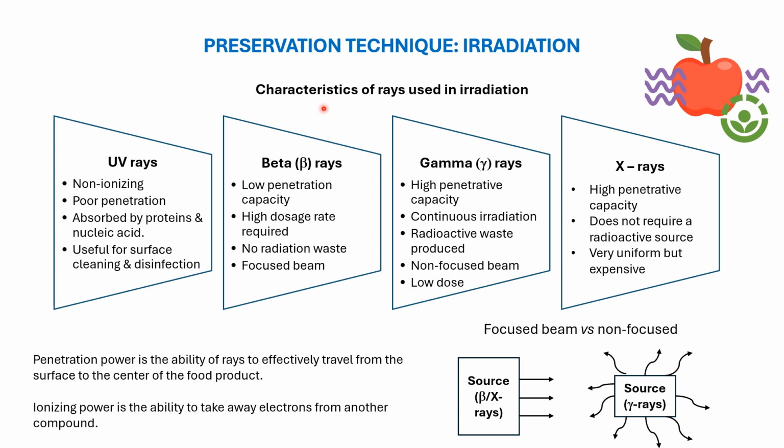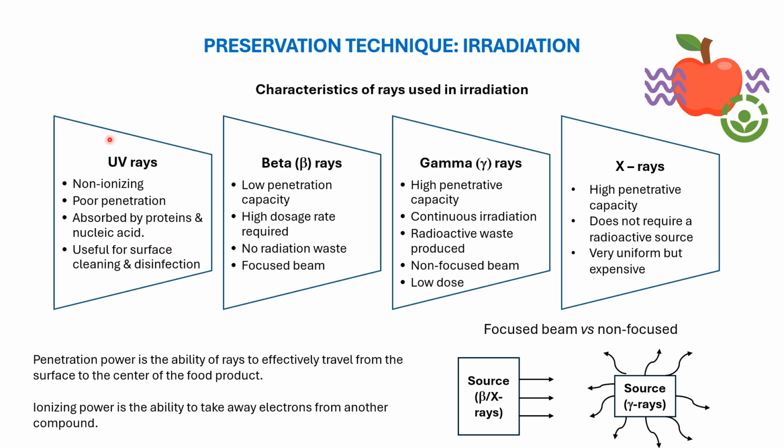Before getting to the characteristics of rays used in irradiation, let's try to understand what radiation is. Radiation is emission and propagation of energy through a material medium. We are mainly interested in electromagnetic radiation for preservation of food. There are several rays used in the food industry. Let's look at a few examples of rays that are used for food preservation.